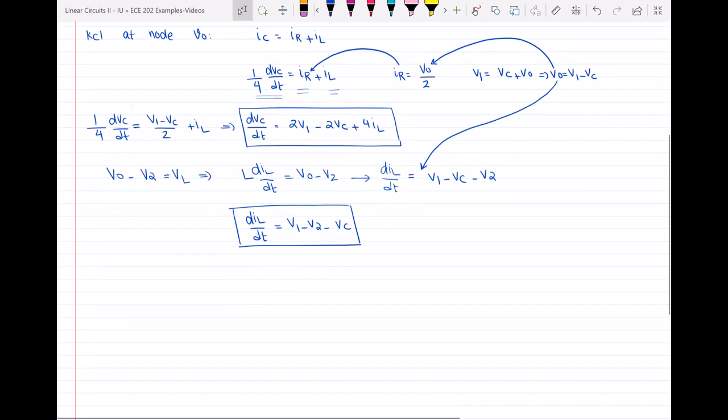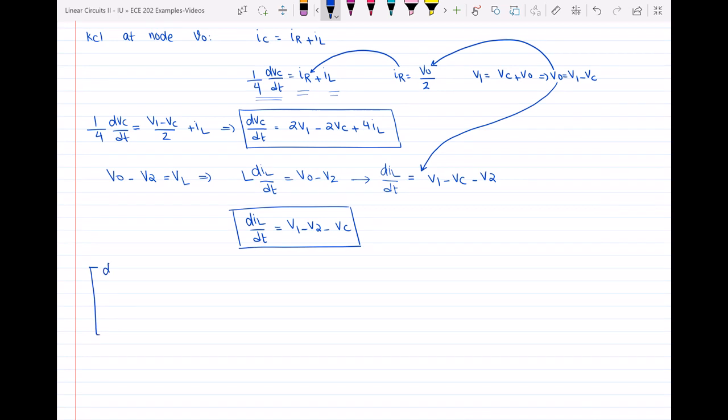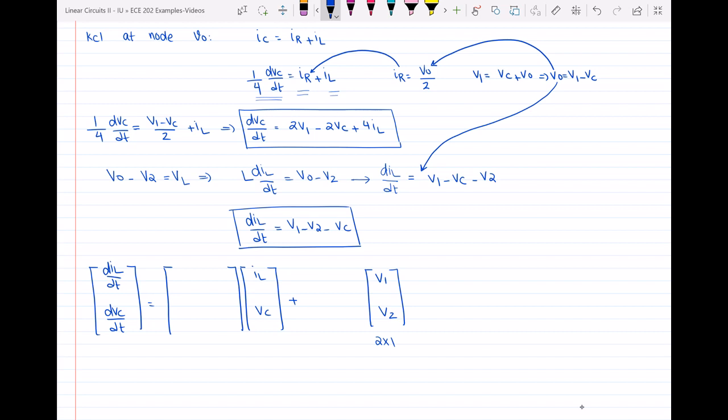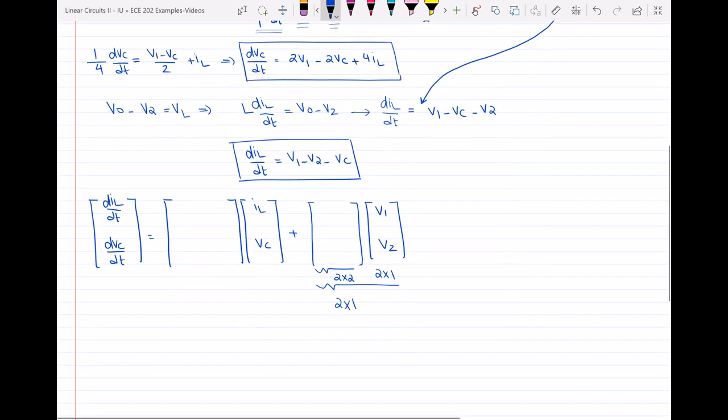Now I can take these two equations, dIL/dt and dVc/dt, which are equal to my matrix A multiplied by my state variables, plus the matrix of my inputs. I know that my inputs are V1 and V2, so the matrix of my inputs is 2 by 1. Actually, the whole thing here should be 2 by 1, right? So if I only have a 2 by 2 matrix over here, that would be done. So both A and B here are 2 by 2.